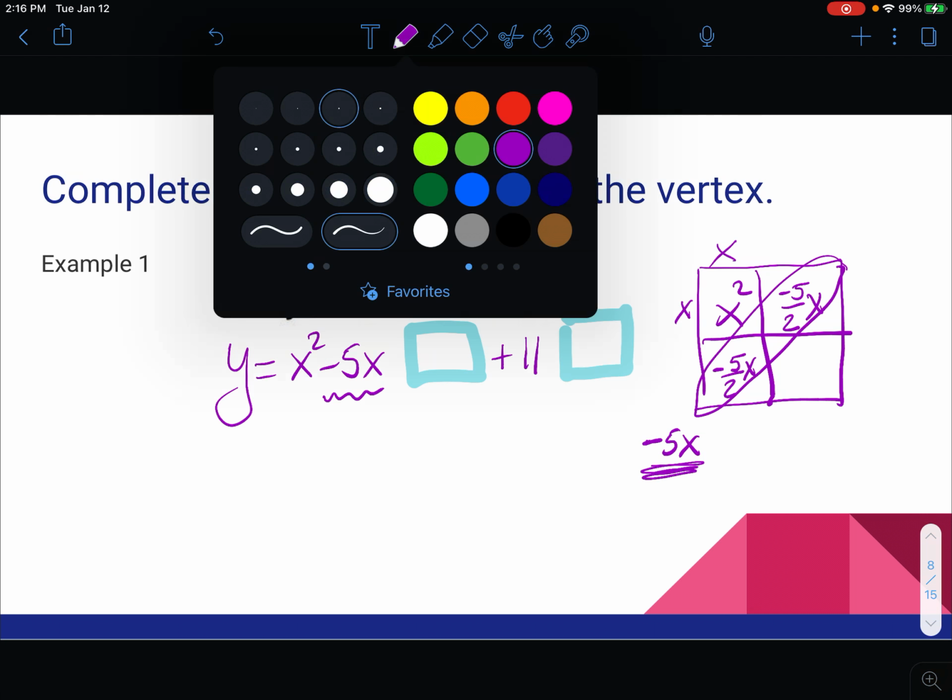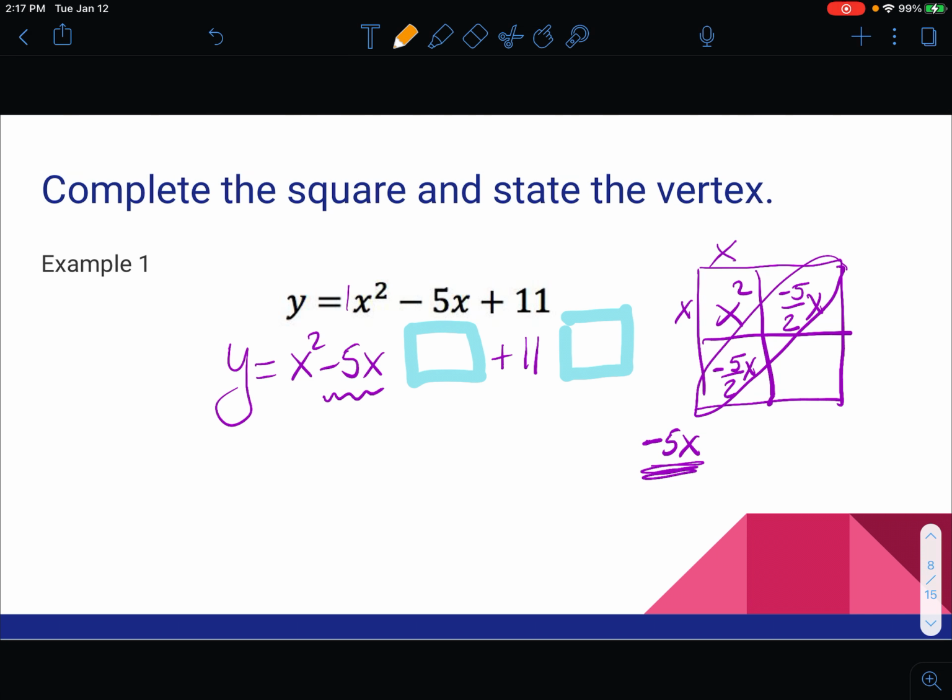So how do I get -5 halves x? Well, this is x times what? -5 halves. And this is x times what? -5 halves. So let's think about what this is going to be. It's -5 halves, these are the dimensions, times -5 halves. That is 25/4. It's kind of gross. We got a fraction here, but it's going to be just fine, so don't worry.